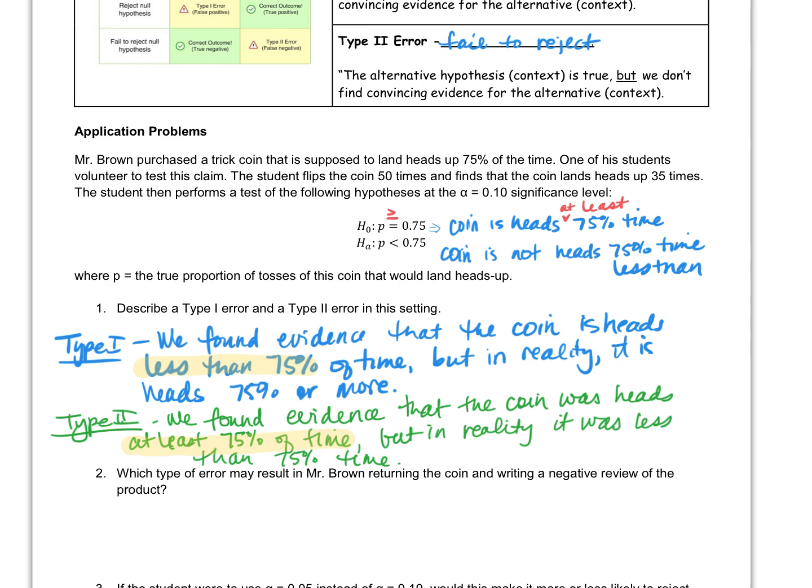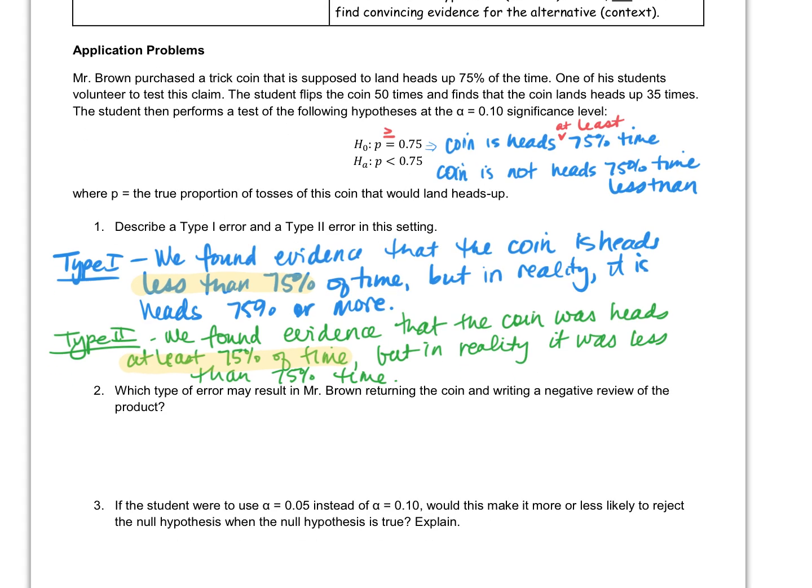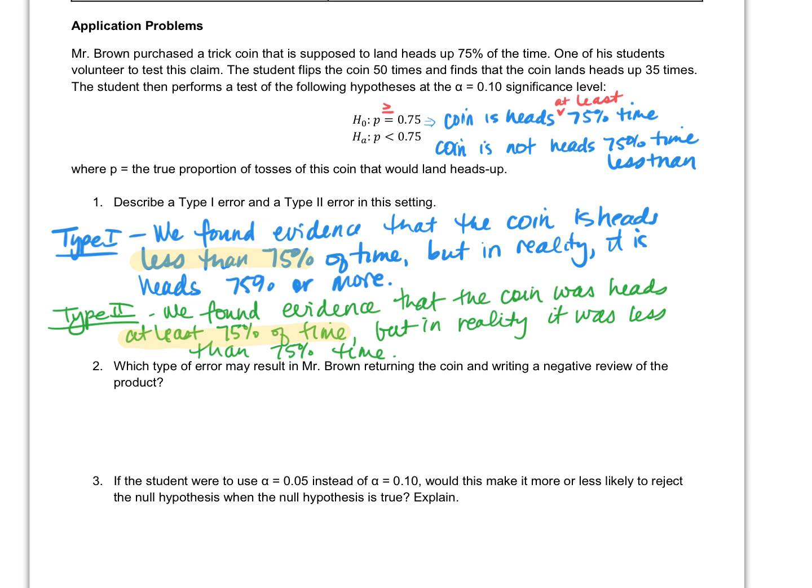That's all. All right? Now, which type of error that we described would result in Mr. Brown returning the coin and writing a negative review of the product? You think 1, you think 2. Which mistake is going to mean that he's going to return the coin?